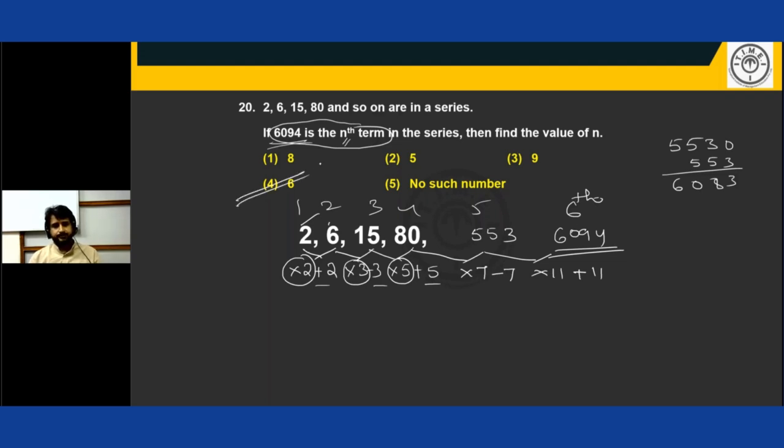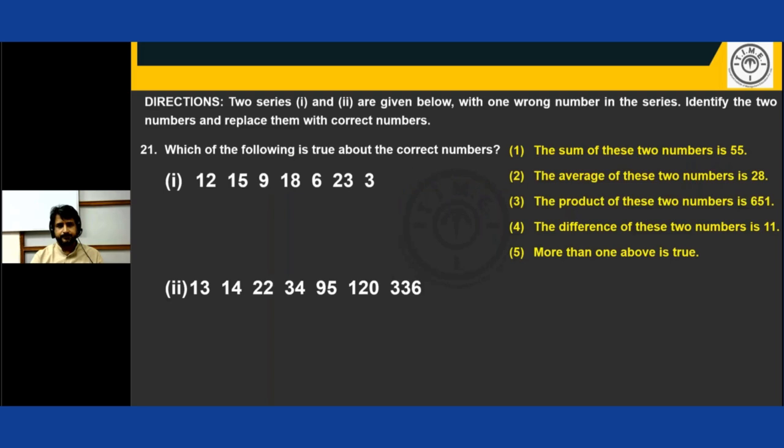Choice 1. N is 6. And the logic is into 2 plus 2, into 3 minus 3, into 5 plus 5, into 7 minus 7, into 11 plus 11. Prime numbers logic, where difference and product are applied together, alternately addition and alternately subtraction. Move to the next question.